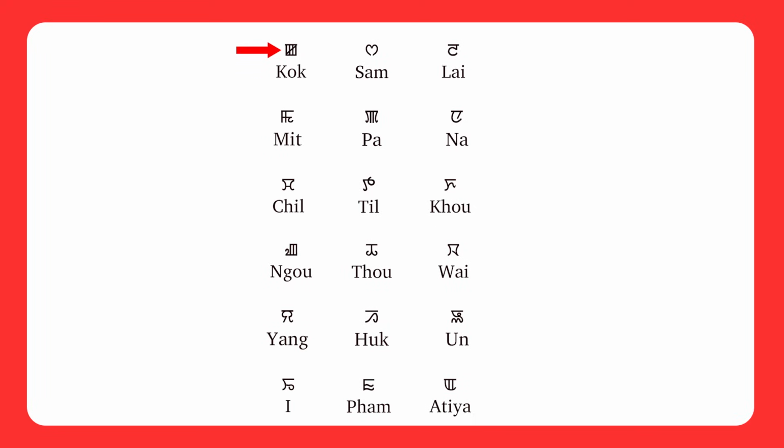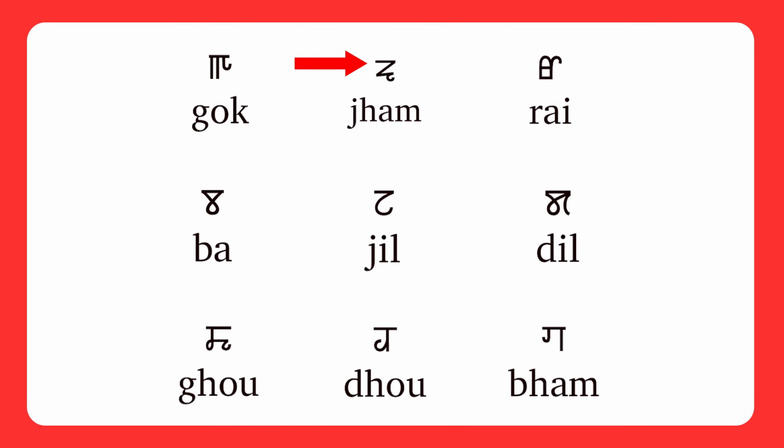Let me read out the 27 Mayek arranged beautifully in 9 rows of 3 letters: Kok, Sam, Lai, Mit, Pa, Na, Chil, Til, Khou, Ngou, Thou, Wai, Yang, Huk, Un, I, Pham, Atiya, Gok, Jam, Rai, Ba, Zil, Dil, Gau, Dhau, Bham.